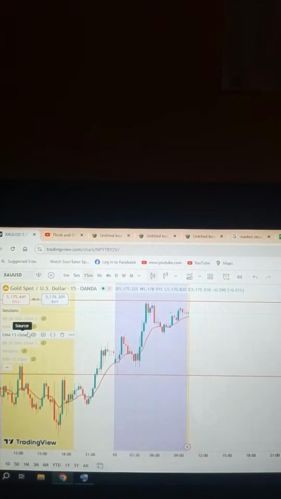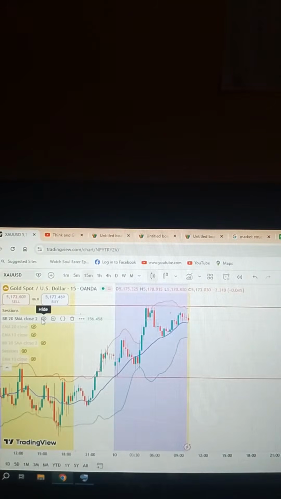Yes, guys. So you can see, I can also set my, let me remove this. Maybe you can set the 13 EMA with the Bollinger Band. So let me set the Bollinger Band here. I want the Bollinger Band, because Bollinger Band really works well.